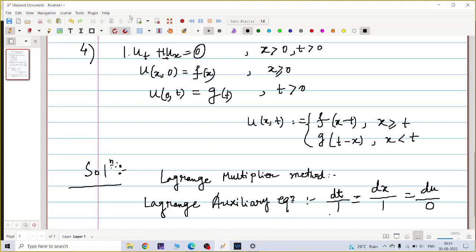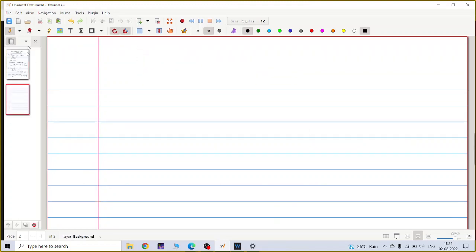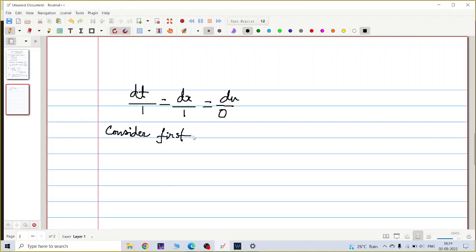So I will move on to the next page. My equation is dt by 1 equal to dx by 1. Since these equations have two equality signs, I will consider the first two and solve, and then take the last two equations and solve like that. This is the Lagrange multiplier method. So consider the first two ratios.